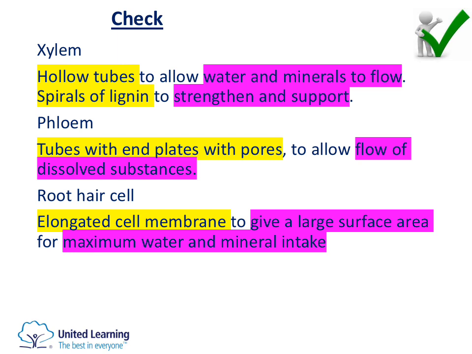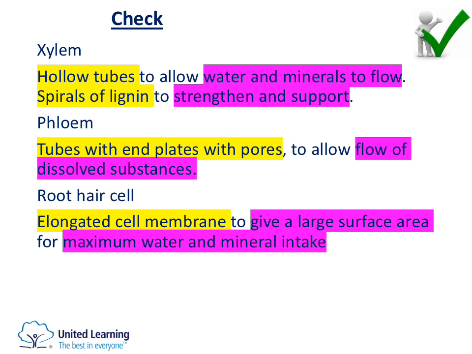If we move on to slightly more difficult ones, to the plant cells, the xylem have hollow tubes to allow water and minerals to flow. So xylem and phloem transport things around the plant. They've also got spirals of lignin to strengthen and support the plant and leaves. Phloem, they're tubes with end plates with pores. This allows the flow of dissolved substances. So pores allow some things to dissolve through.